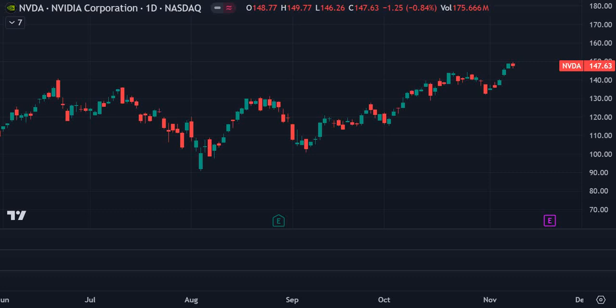Keep in mind that I'm a part-time swing trader, so it's very hard for me to trade intraday, except maybe if I look at the 2-hour or 4-hour chart, but mostly I trade off of the daily.